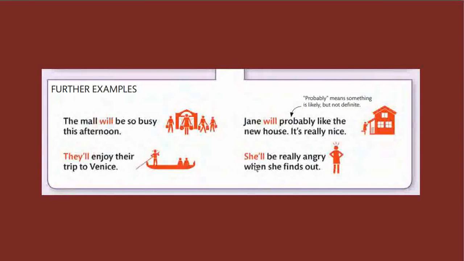She'll be really angry when she finds out. Now you're predicting she'll be angry. You don't know whether she will really be angry or not. Now, these are certain sentences of prediction, requesting you to pause the video and construct similar sentences.